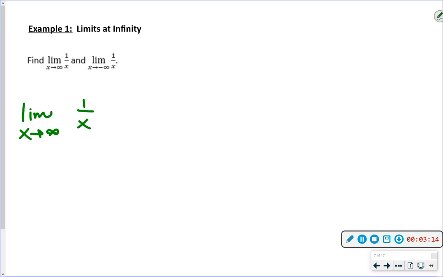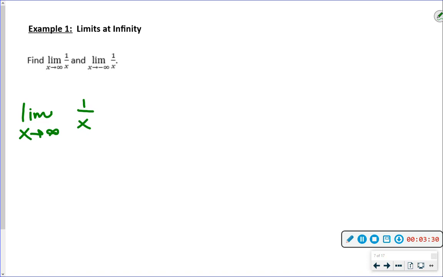I'm thinking about if I keep putting larger and larger numbers in here for x, you're going to get close to 0, because 1 divided by a very large number pushes you closer and closer to 0.